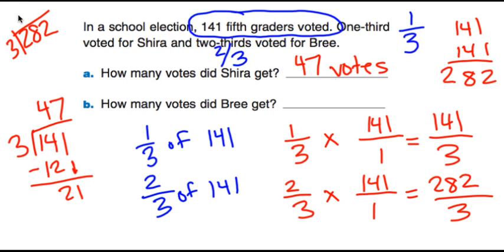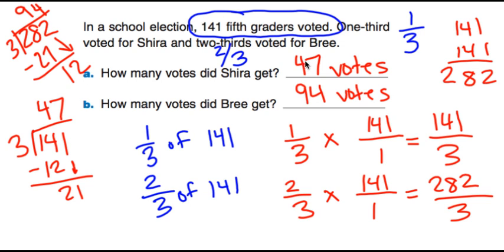3 goes into 28 9 times. 9 times 3 is 27. Subtract, bring down, and 3 goes into 12 4 times. So Bree got 94 votes. And if we add 94 and 47, it should bring us back up to that whole.